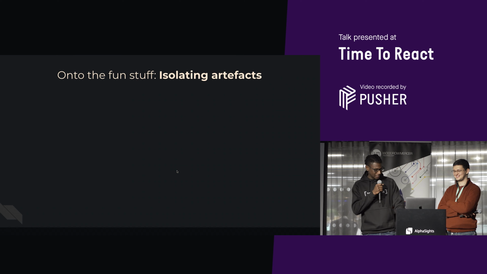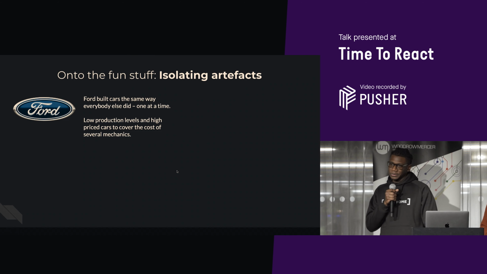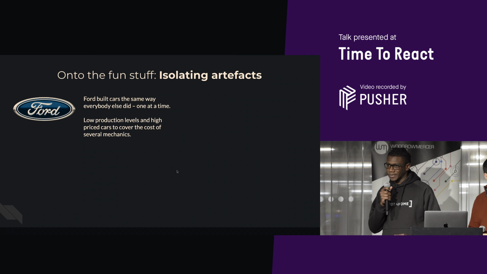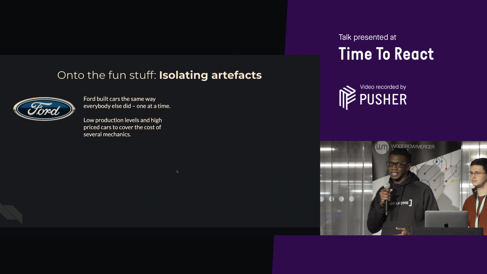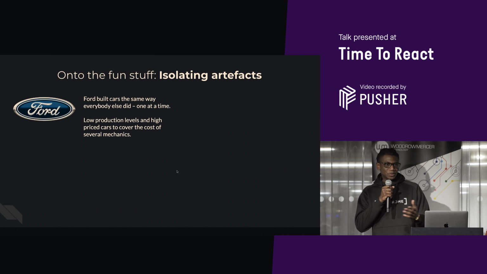Let's talk about isolating artifacts. For this section, we're going to start off with a brief history of the story of Ford. As some of you know, when Ford first started, they were building cars one at a time. What this means is Ford and his team of mechanics had to put the cars together, put the tires, the chassis, the wheels, everything one at a time for each car that they were producing.